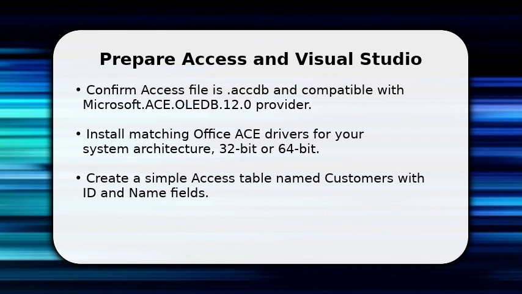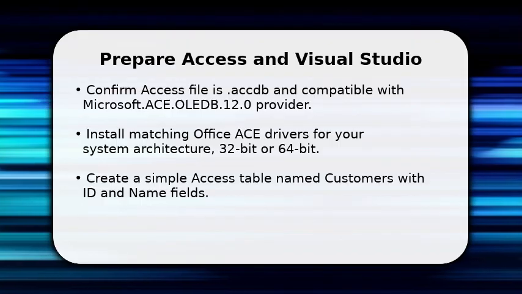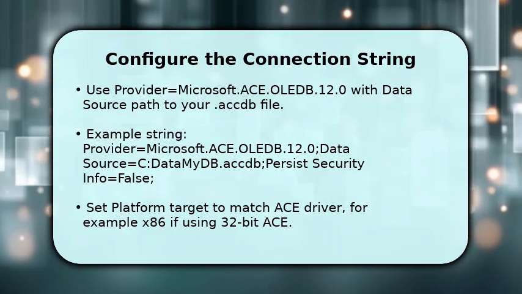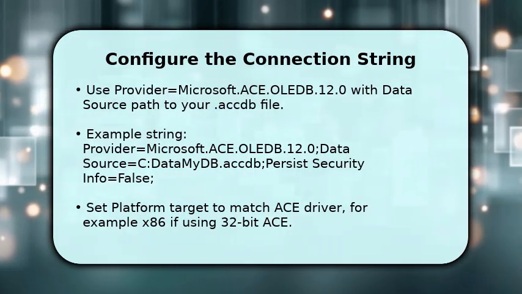Create a simple Access table named Customers with ID as AutoNumber and Name as short text fields for testing. Next, build and validate your connection string within Visual Studio configuration. Use Provider equals Microsoft.ACE.OLEDB.12.0 and include the full data source path to your ACCDB file.